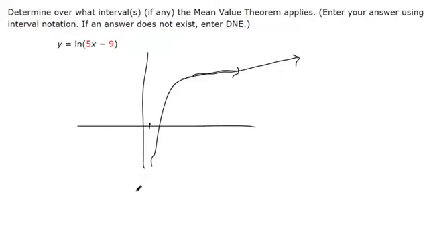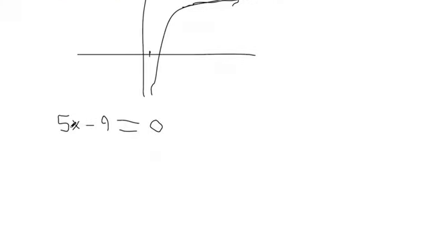So the real thing that we need to calculate with this problem is where that vertical asymptote is. So we'll set the argument of the logarithm equal to 0. And if you solve that, you get x is equal to 9 over 5. So that's one place we can't have, because it's neither continuous nor differentiable at that point.